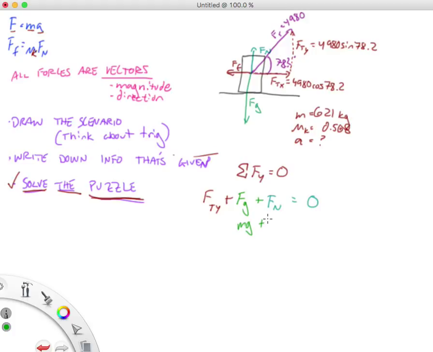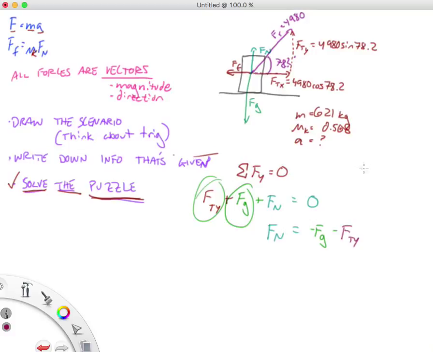So what I'm going to do is rewrite this so I can solve for the normal force. All I'm going to do is subtract this and this from the normal force. So I'm going to have the normal force equals, let me rewrite this so it makes sense, the normal force equals negative Fg minus Fty. That's all we have to do.